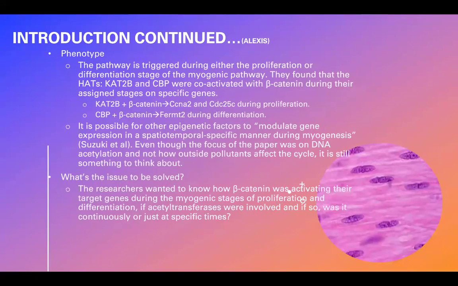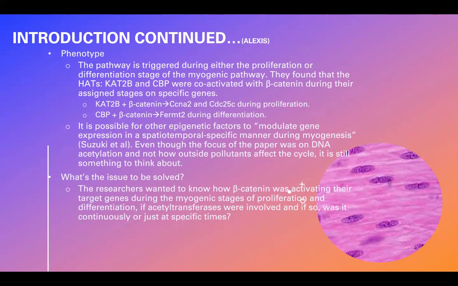So the phenotype or the molecular mechanism: the pathway is triggered during either the proliferation or differentiation stage of the myogenic pathway. They found that the HATs, CAT2B and CBP, were co-activated with beta-catenin during their assigned stages on the specific genes. CAT2B and beta-catenin were on CCNA2 and CDC25C during proliferation, and CBP and beta-catenin on FERMT2 during differentiation.